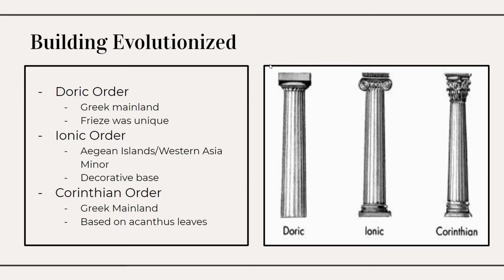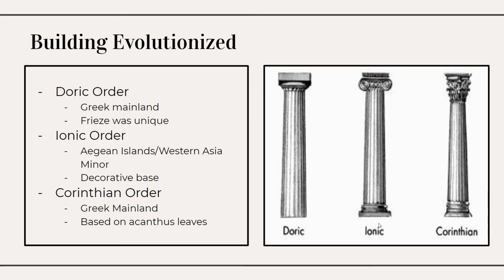So that's what made that unique, and how this is just a column with the plain slab on top. That was iconic of the Doric order. And then the Ionic order had, like I said, the continuous panel for the frieze, and is located on the Aegean Islands and in Western Asia Minor. And it actually has a decorative base down here. As opposed to the Doric order, which is plain and just meets the ground, this has a base and the iconic two swirls at the top.